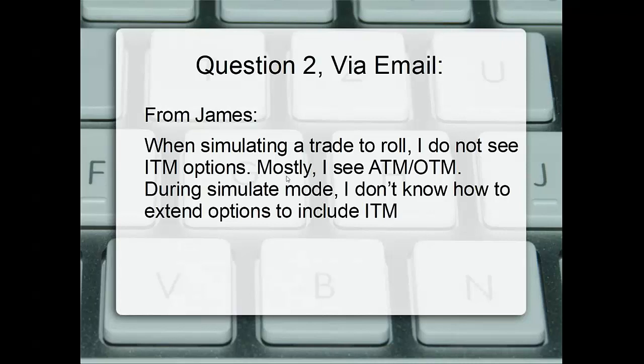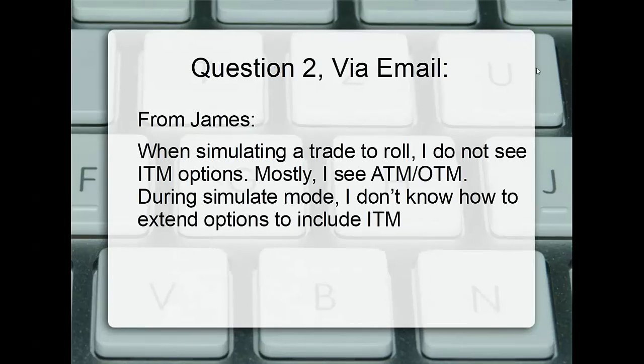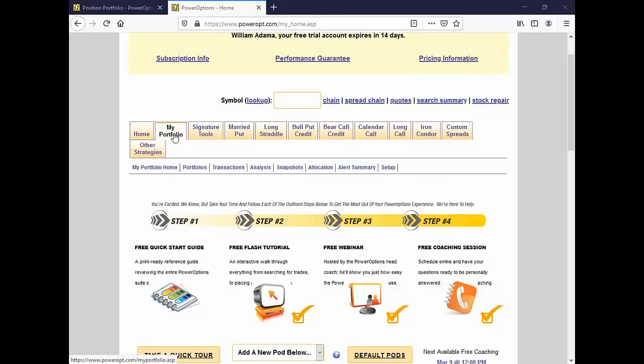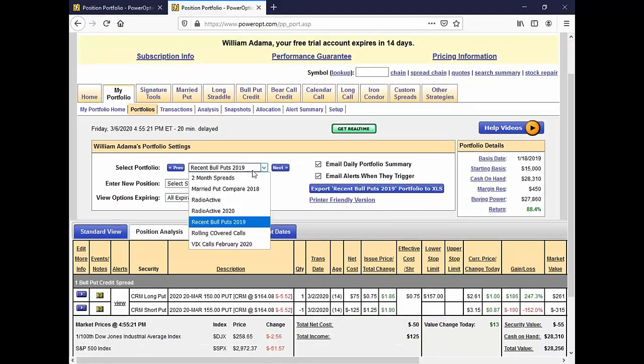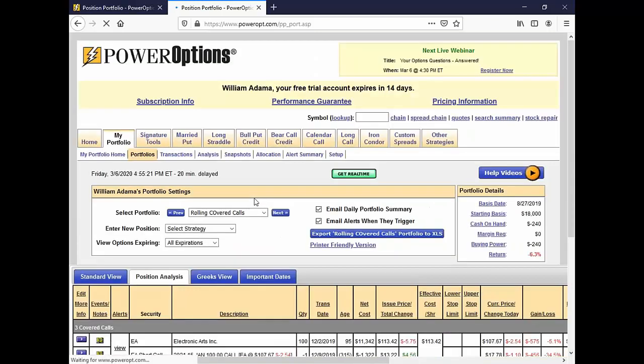All right, James, let's talk about the portfolio. Let's talk about the rollout opportunities, and let's talk about what you may or may not see, and what to do about it. So I looked at 2 of James's positions in his portfolio. This is for Khokon in a moment. And I want to go to rolling covered calls here.